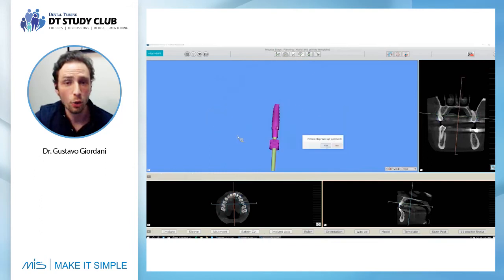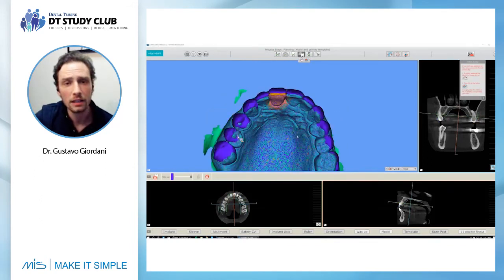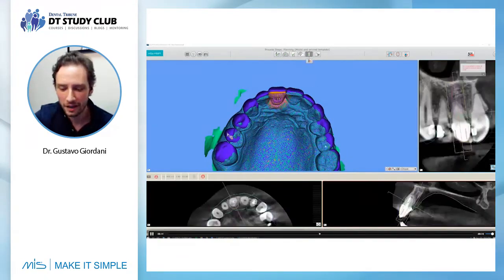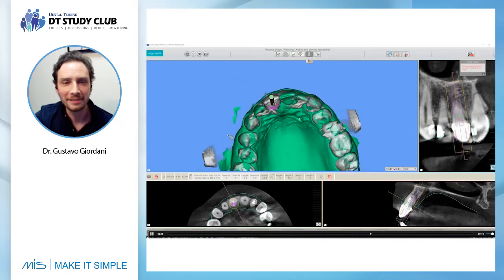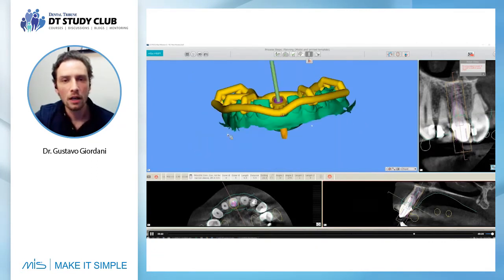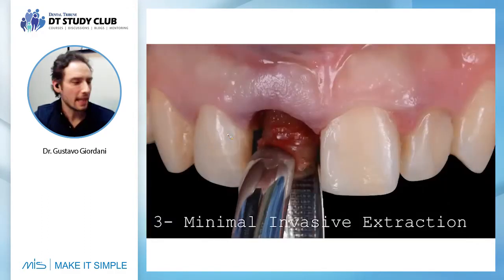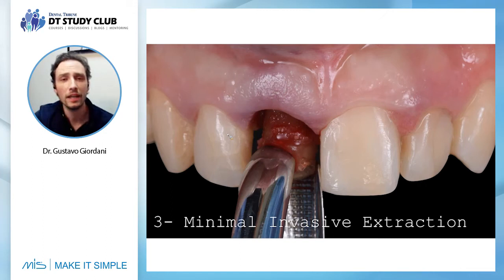and it's really nice to use. So we did this with MIS, we did this with Lewis in Israel, a very good friend of ours, a very intelligent guy, so it's very good to plan with Lewis. We planned this guide, and then when the guide arrives in our office, we go for step number three, which is the extraction, trying to use a minimal invasive approach.